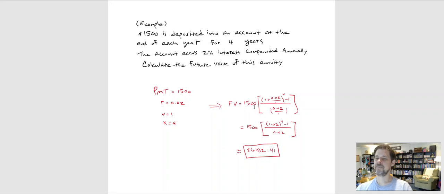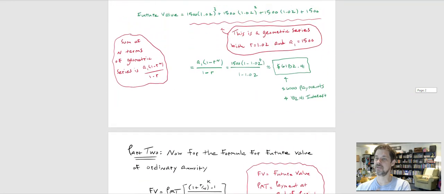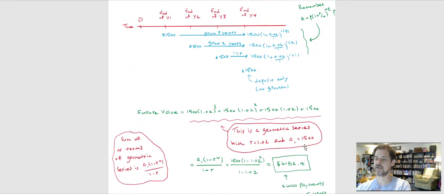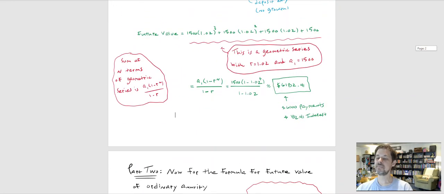Okay, and I'll reduce a little bit. I get 0.02 over 1. I get 1.02 to the 4th power minus 1 over 2. That turns out, if you calculate that, $6,182.41. That's the exact number that I got when I thought it all out up here. Okay. All right.